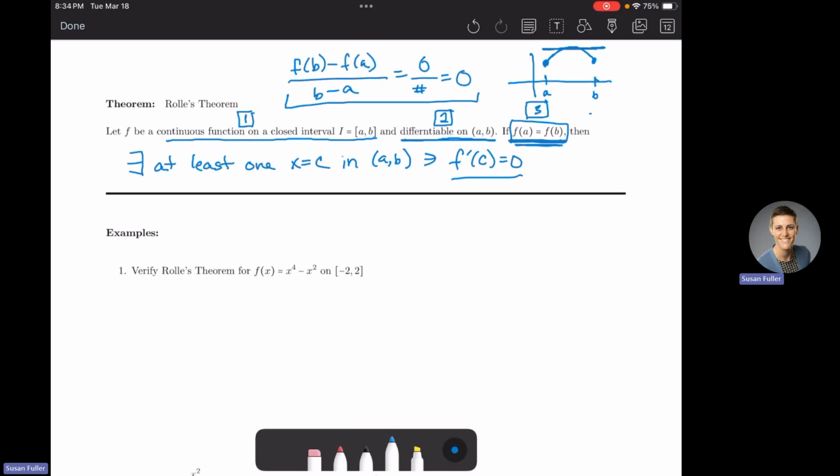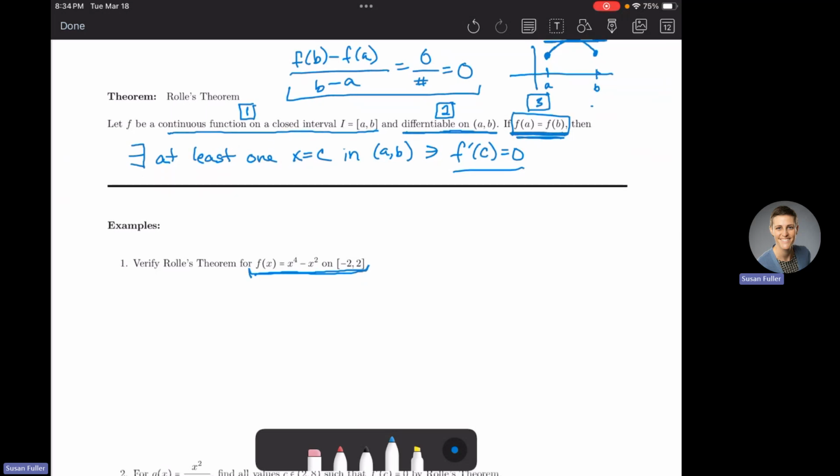Okay, so let's try this. I want to verify Rolle's theorem for this function on the interval from -2 to 2. Now, verifying it means, does it apply? So to figure out whether it applies or not, we have to check our boxes. So first box, just like with the mean value theorem, is my function f continuous on the closed interval from -2 to 2? That's a good question. Is my function continuous from -2 to 2, including those endpoints?